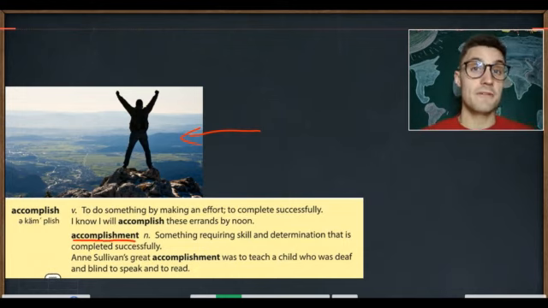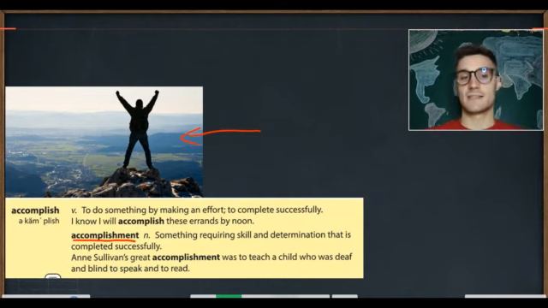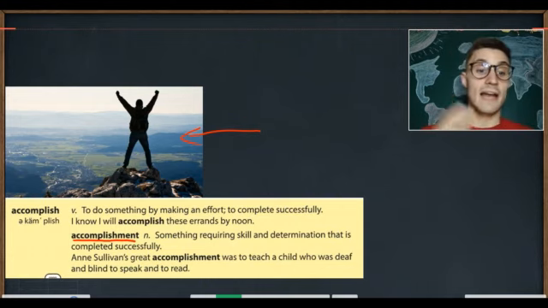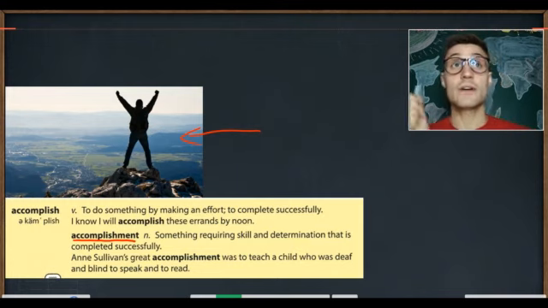Accomplishment is a different form of the word with a noun meaning. Accomplishment is the name of something requiring skill and determination that is completed successfully. Anne Sullivan's great accomplishment was to teach a child who was deaf and blind to speak and to read. Wow. That's a very big accomplishment. What is your biggest accomplishment? Give me a sentence. My greatest accomplishment is... Nice.